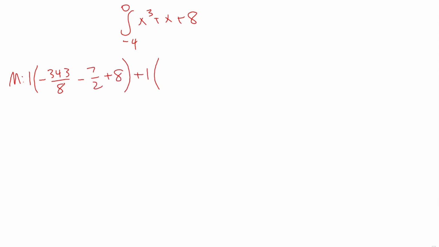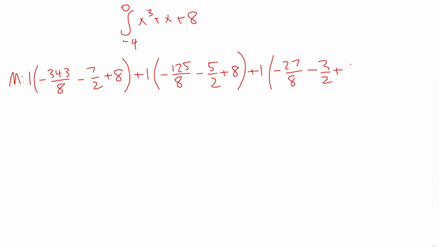And then we're going to have 1 times the value at -5/2. -5/2 cubed is -125/8, minus 5/2 plus 8. And then 1 times the value at -3/2. -3/2 cubed is going to be -27/8, minus the 3/2 plus 8. And then lastly, 1 times the value at -1/2, which is going to just be -1/8, minus a half plus 8.